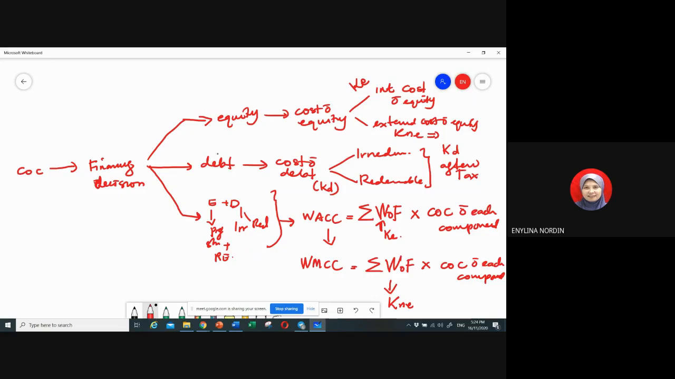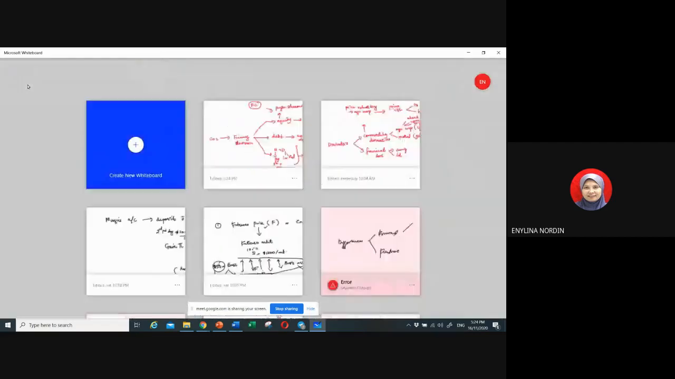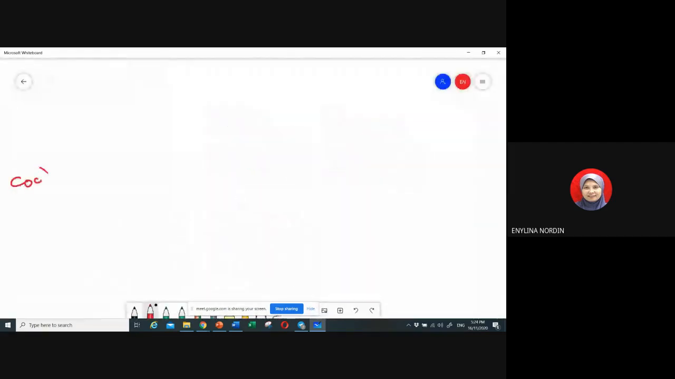Other than that, the company may issue preference shares or preferred stocks. Issuing the preference shares also involves flotation cost. So this is the general idea of the cost of capital as a whole. Now we move on to the next part that relates to the formula, the cost of capital here for equity.